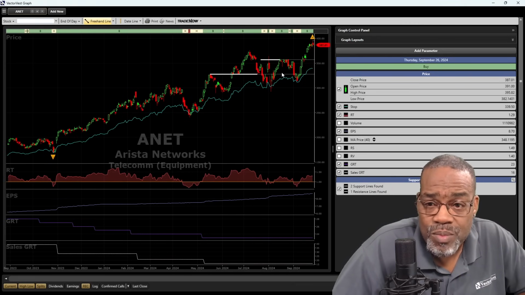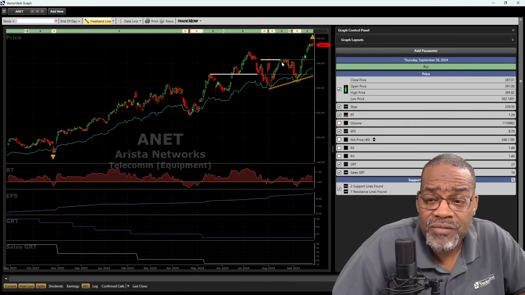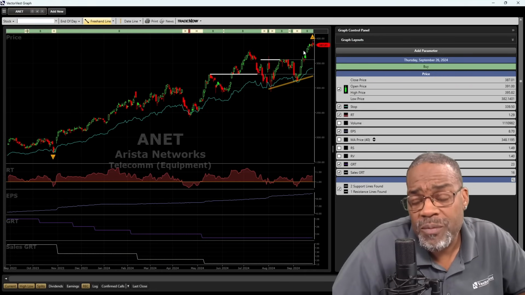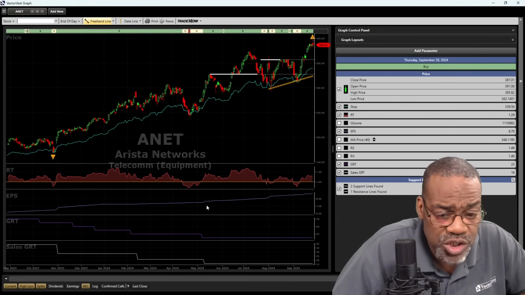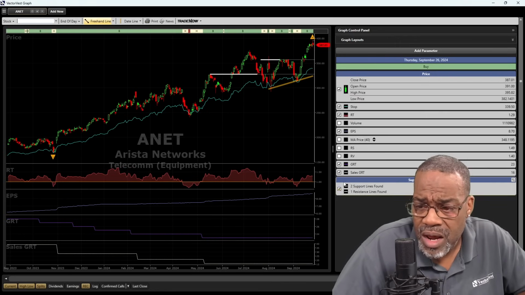Next one, Netflix, broke through resistance right here. Got a trend line. It's already way above my trend line. There's my upward trend. Would I buy it? Yes. It's above my level of resistance and above my trend line, but it's a down day. I always want to make sure that I'm buying on a green day. Love the rising earnings per share. Earnings growth is falling, which means the rate of growth on earnings is starting to diminish a little bit, but earnings growth is still double digits at 23.